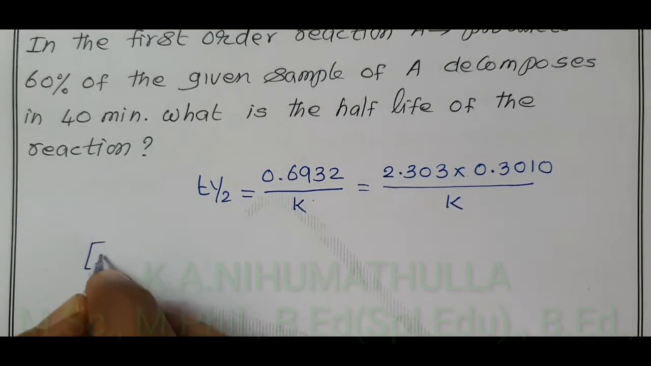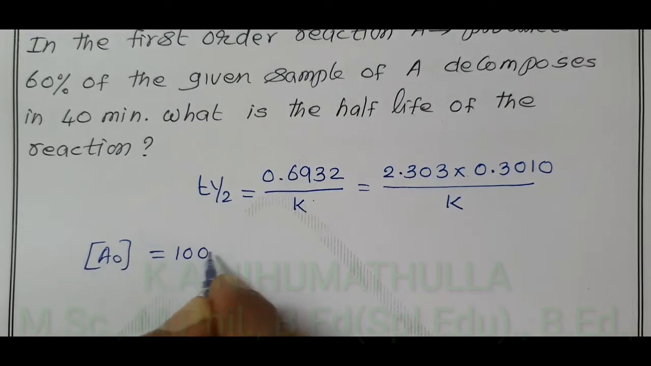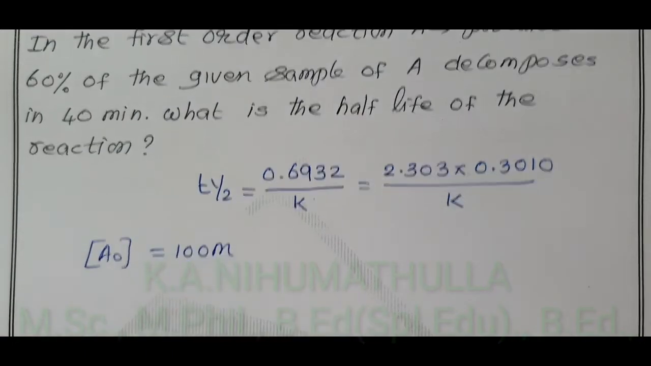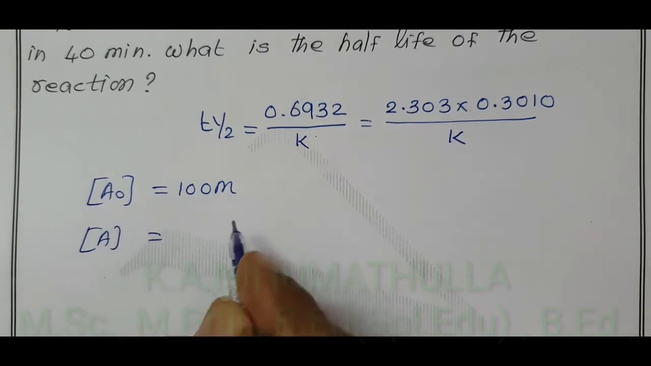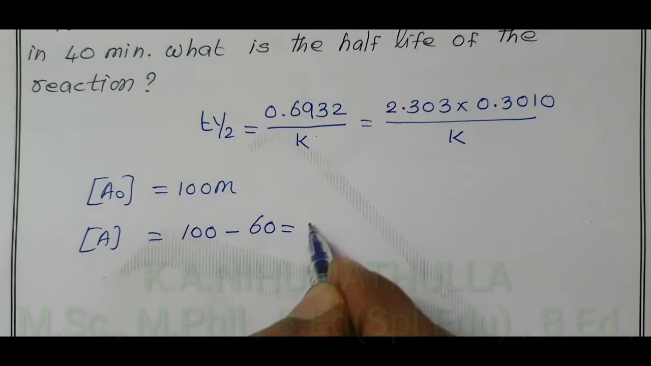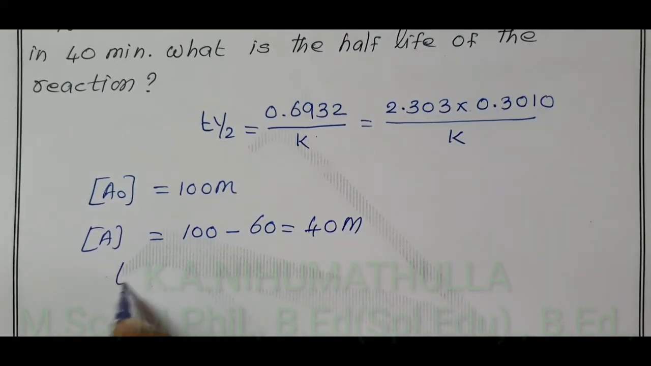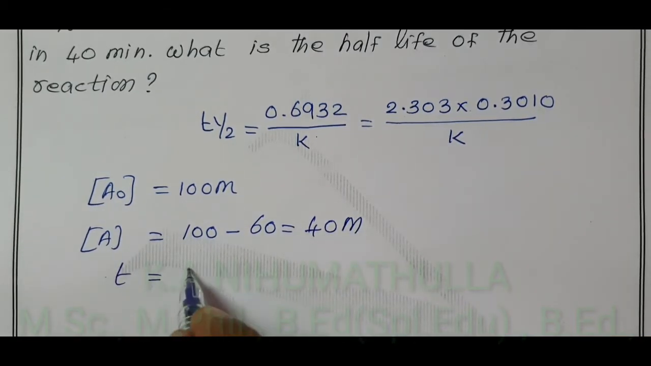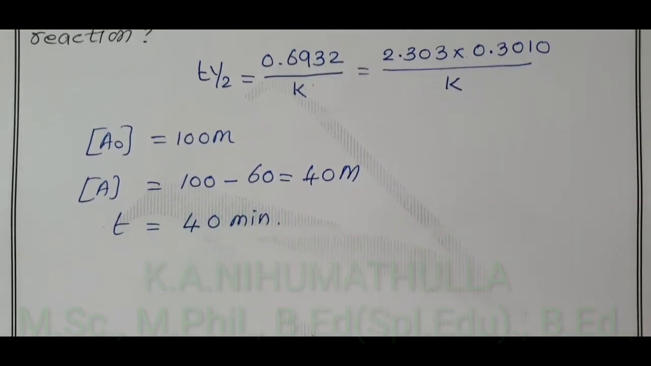The concentration A0 is equal to 100 molar. The concentration of A, since 60% is given in our problem, is 100 minus 60 equal to 40 molar. Time is also given in our problem. Time is 40 minutes. No need to convert into seconds.